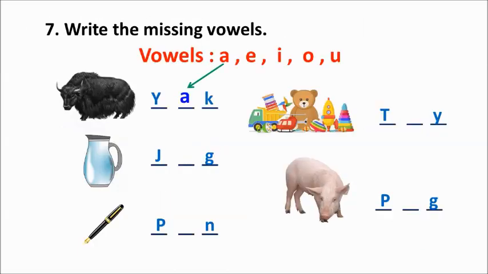Write the missing vowels. YAK, yak. TOY, toy. PIG, pig. JUG, jug. PEN, pen.